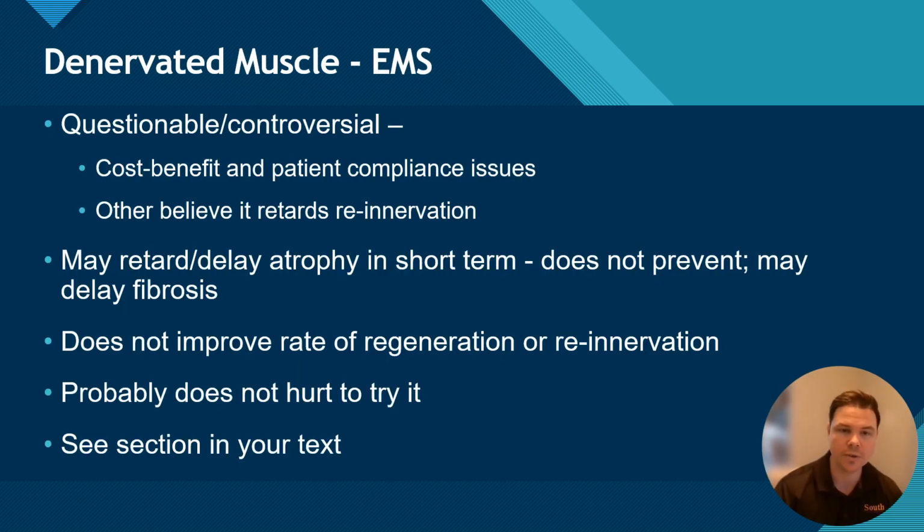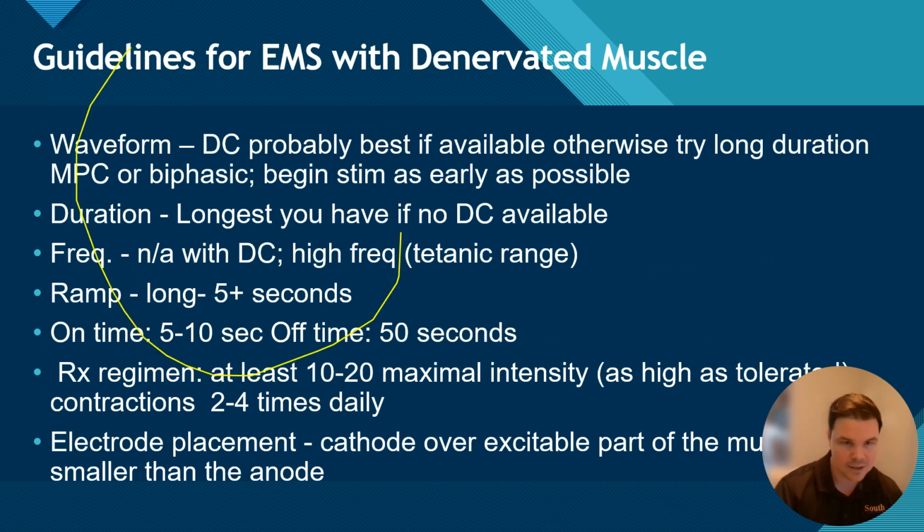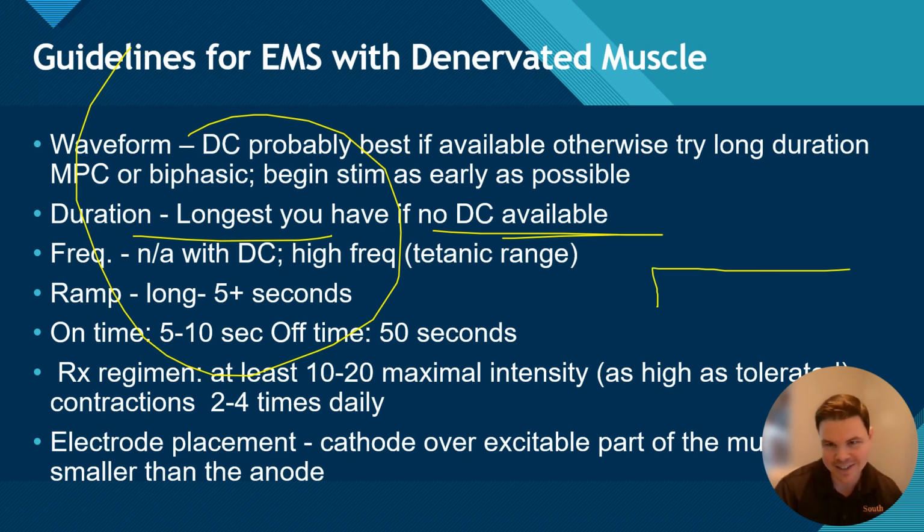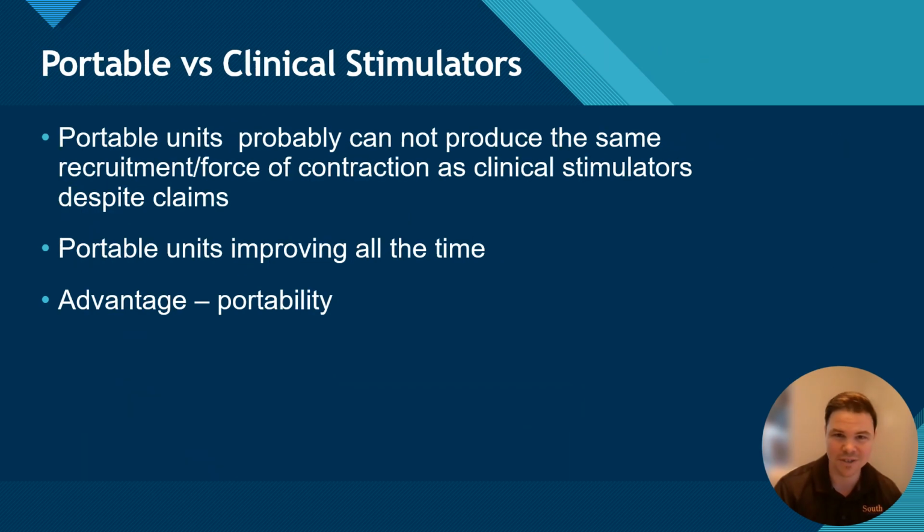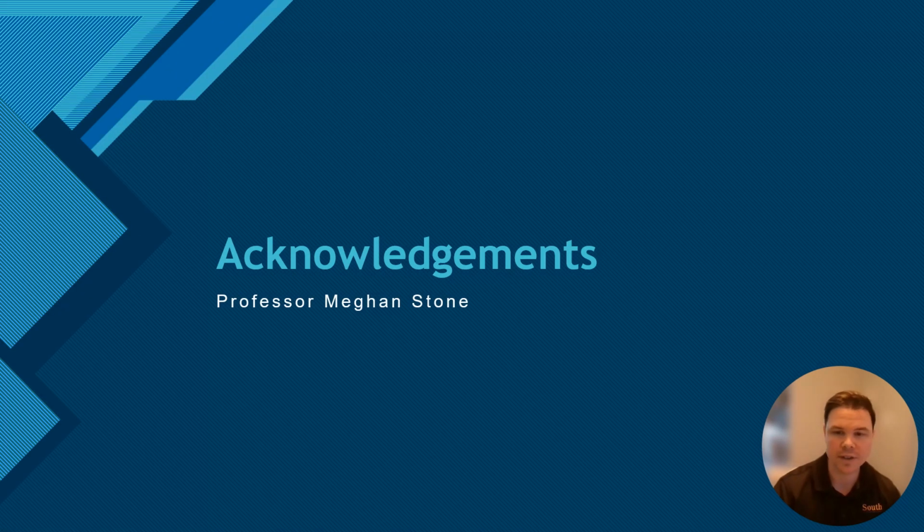Again, here's denervated muscle. So knowing the guidelines and how each one of these changes, right? So duration is the longest that you possibly have if you have no direct current available. Remember, direct current is one that goes on and stays consistent until it goes off. So direct current is sometimes used with denervated muscles, but it's a little noxious, so sometimes we don't do that. We have portable versus clinical stimulators. That's important to know. And that's pretty much it for NMES.